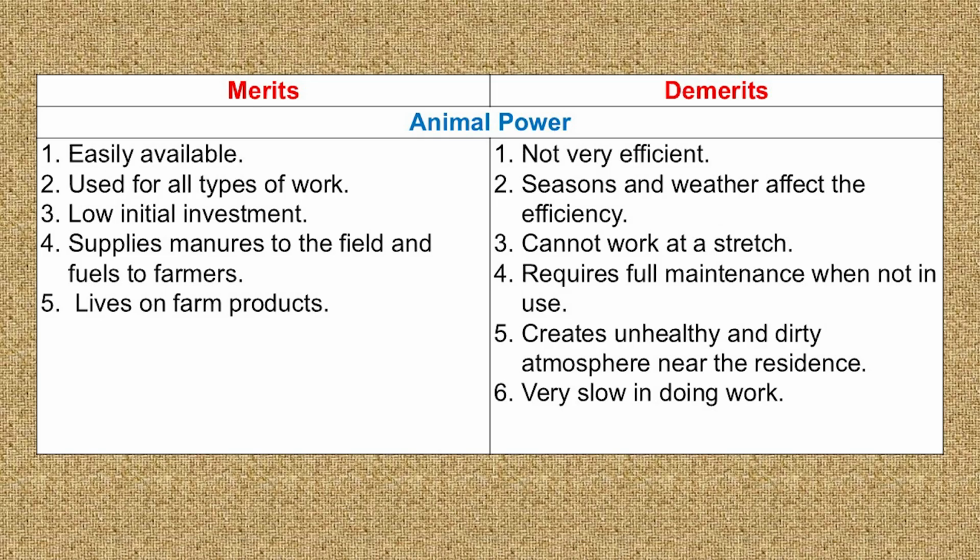They cannot work at a stretch. In the sense that we cannot expect work from the animals throughout the day. Generally they may work 3 to 4 hours at a stretch in the morning, and another 1 or 2 hours in the evening. We cannot plow the land from morning to evening with a pair of animals. They do get tired. Therefore we cannot work at a stretch with the help of animals. It requires full maintenance when not in use.